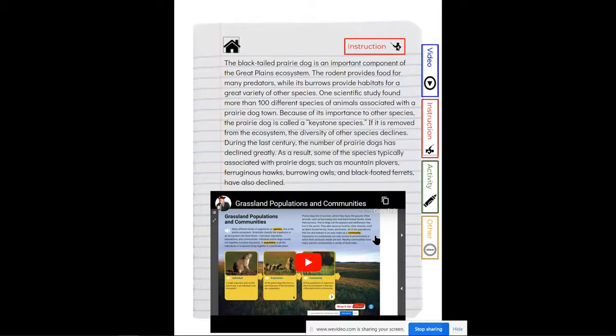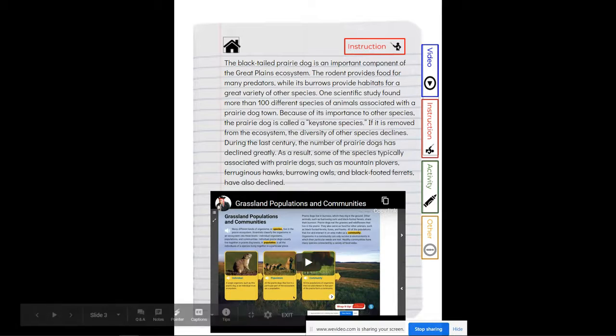During the last century, the number of prairie dogs has declined greatly. As a result, some of the species typically associated with prairie dogs, such as mountain plovers, ferruginous hawks, burrowing owls, and black-footed ferrets have also declined.